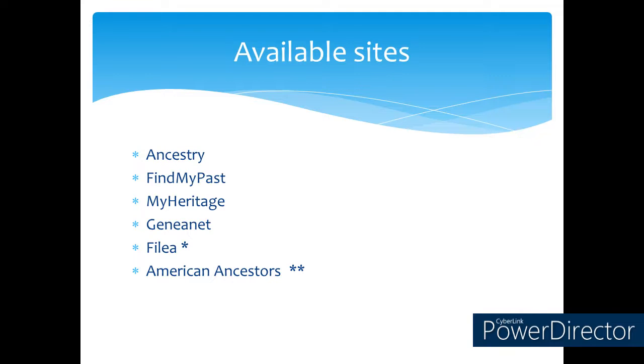Ancestry, Find My Past, MyHeritage, American Ancestors, Geneanet, and Filae are in the business of making money by selling access to their data, but they have agreed to make a number of databases available for free to members of the LDS Church who are registered through Family Search, in exchange for current and future access to data from Family Search records that they in turn can use to help gather more paying clients.